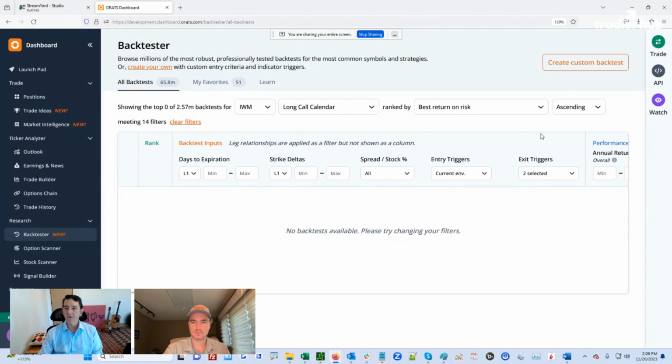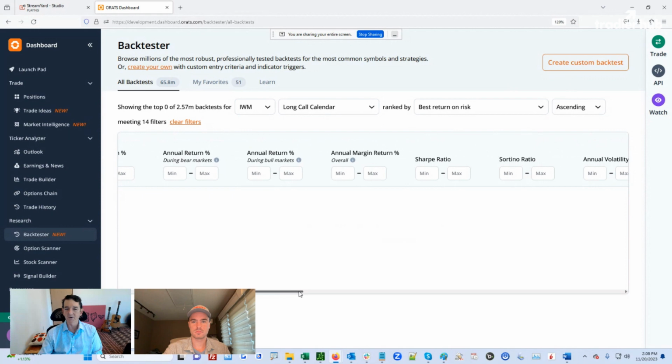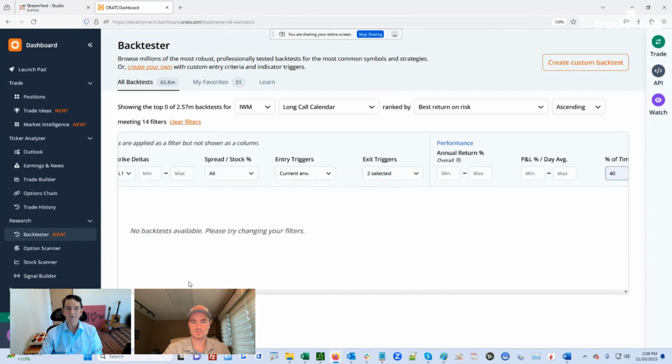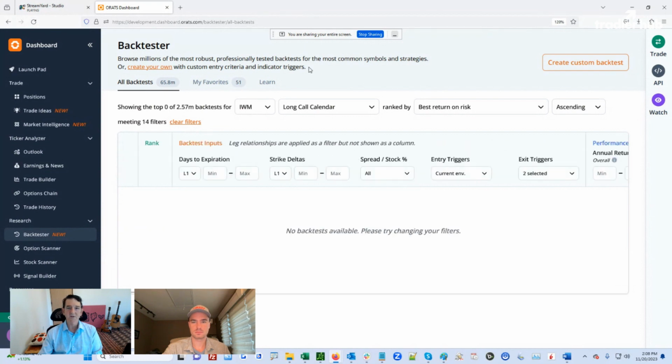So there are filters that you could use, and then you could sort for Sharpe ratios and best annual returns, worst months, best months, and there are ways to sort through them. So this is the second way. The first way is the custom, second way is the table. The third way is this trade idea.